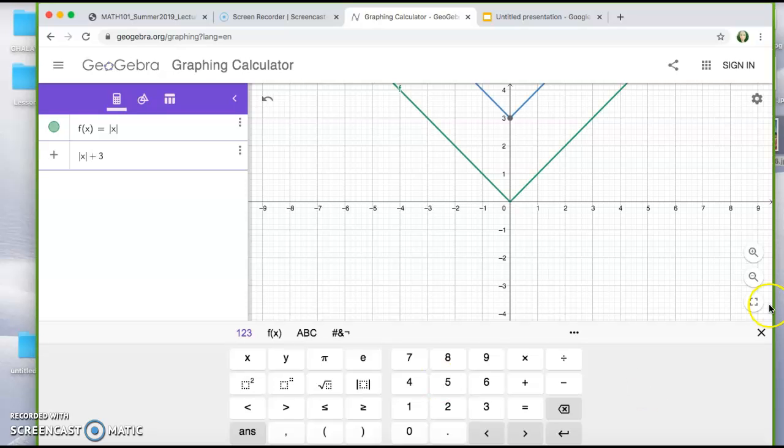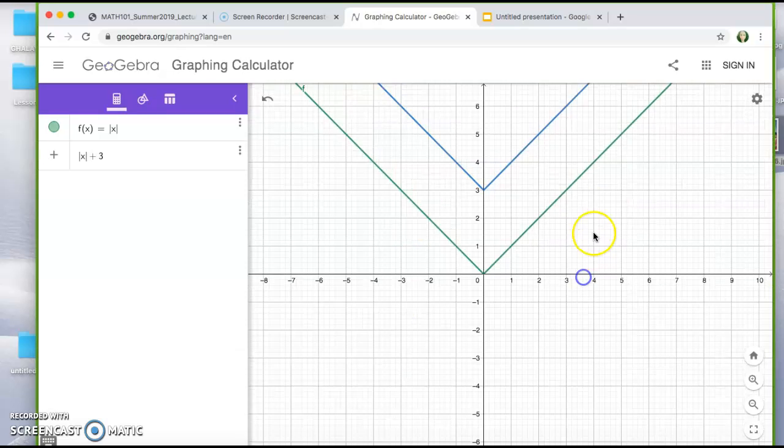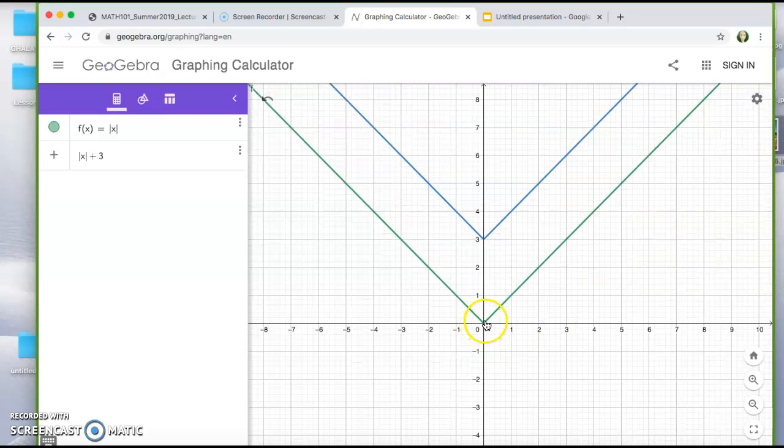Okay, so now let's take a look at what happened here. Here's our original function, absolute value of x. Then look what happens when I add 3 to the x values. This graph goes up 3 units. 1, 2, 3. Every point on your original graph of absolute value of x goes up 3 units. So this point goes up 3 units. 1, 2, 3.